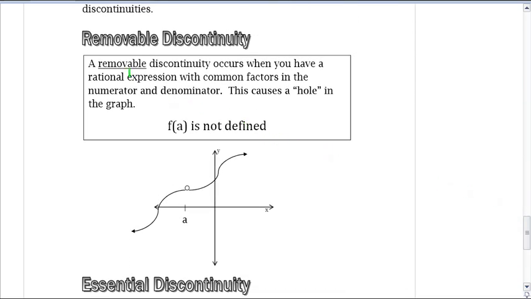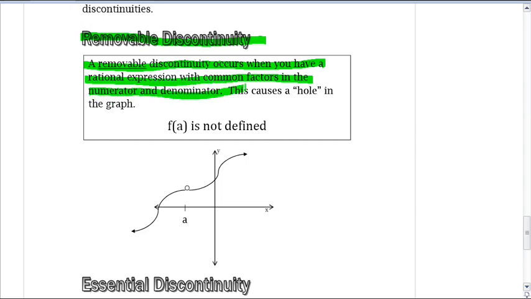Okay, so the next one is called removable discontinuity. A removable discontinuity occurs when you have a rational expression with common factors in the numerator and in the denominator. This causes a hole in the graph. So basically, if you can factor your function and you can cancel stuff out, you probably have a hole. That's what this says. Now, this is different than the other one because f of a does not exist, meaning we don't have an ordered pair someplace. You just have a hole. And this makes for a very lousy, once again, roller coaster.